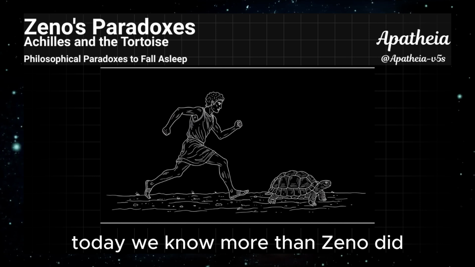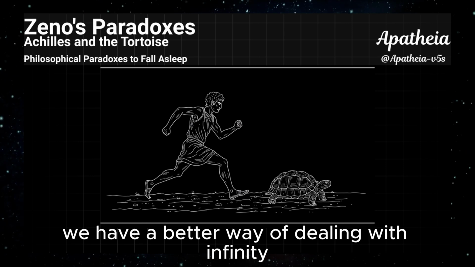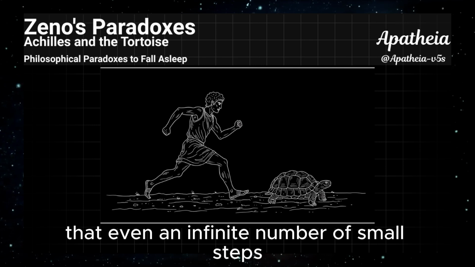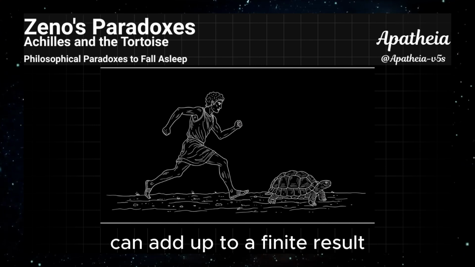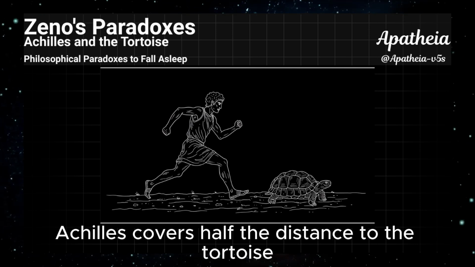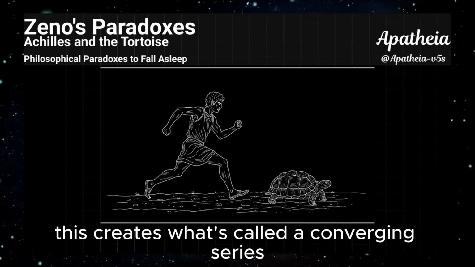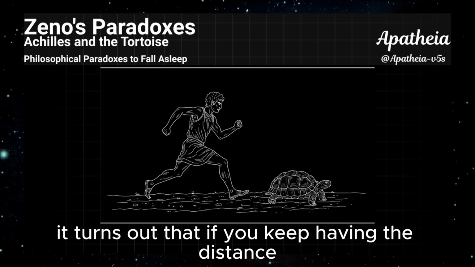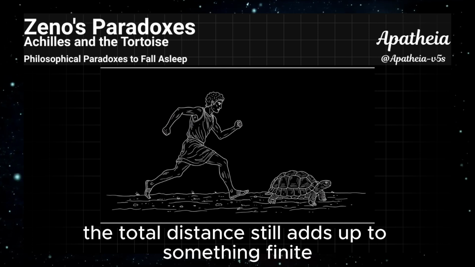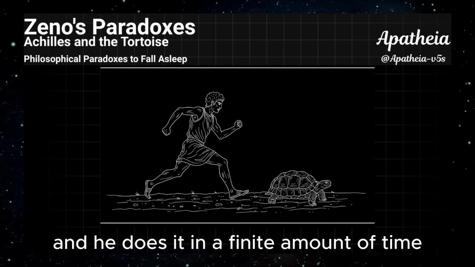Today, we know more than Zeno did. Thanks to modern mathematics, especially calculus, we have a better way of dealing with infinity. Mathematicians now understand that even an infinite number of small steps can add up to a finite result. Let's look at the numbers. Achilles covers half the distance to the tortoise, then half the remaining distance, then half of that, and so on. This creates what's called a converging series. It turns out that if you keep halving the distance, the total distance still adds up to something finite. That means Achilles really does catch the tortoise, and he does it in a finite amount of time.